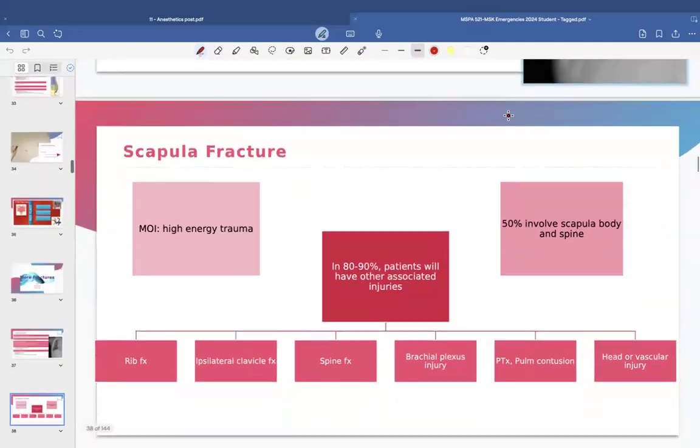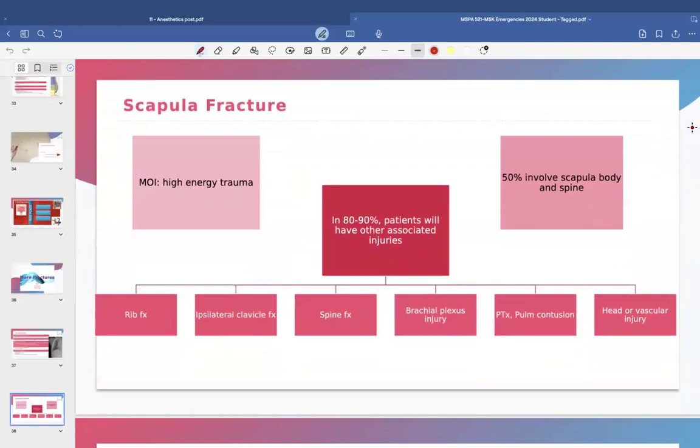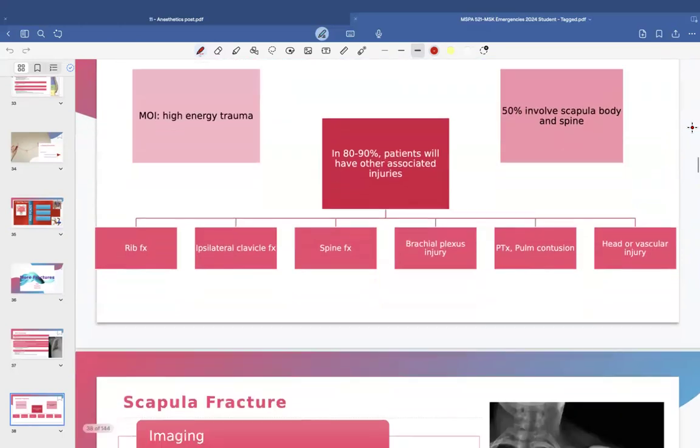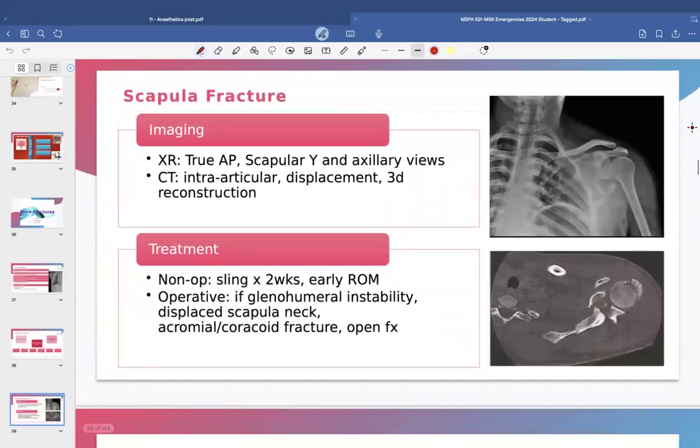Another thing that we don't do a lot of, more conservative management, is your scapula. The scapula is a pretty big, thick bone in the back, kind of hidden. So it really takes a high-energy trauma to break your scapula. A lot of times they're going to have other injuries, like 90% of the time you're going to fracture a rib or a spine, or have some sort of brachial plexus injury as well. Commonly fractures are of the scapular body and the spine of the scapula.